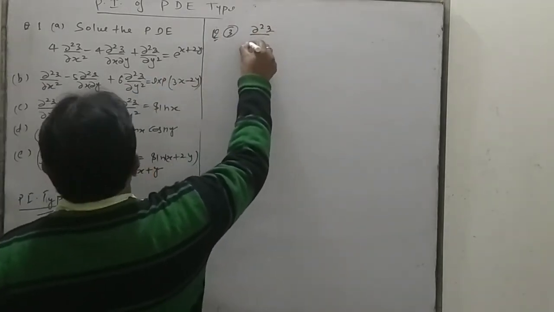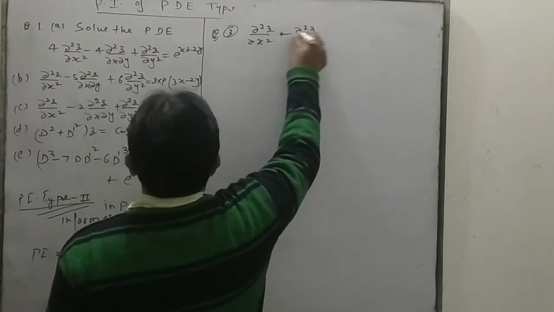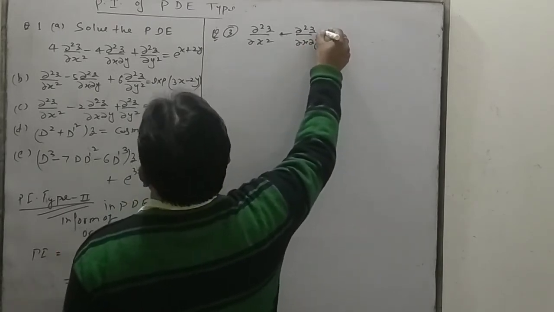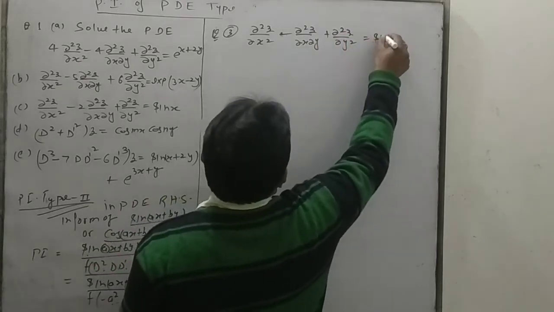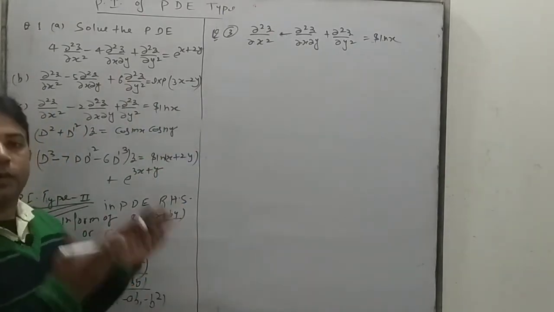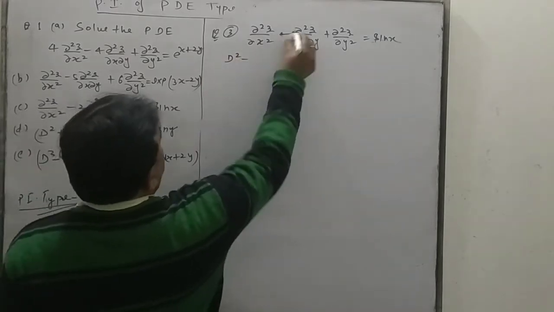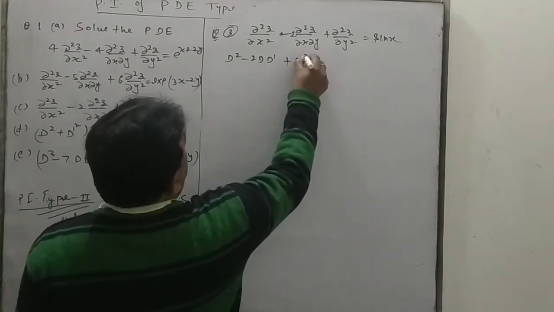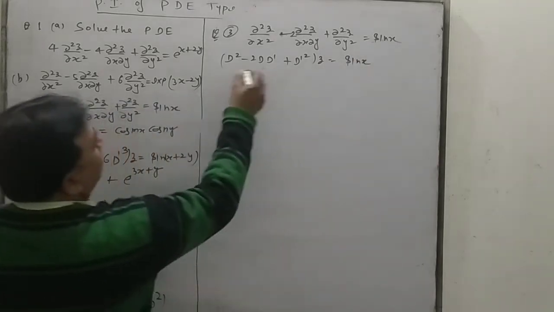∂²z/∂x² − 2 ∂²z/∂x∂y + ∂²z/∂y² = sin x. First we write the CF, a similar process to the previous questions. Operator form: (D² − 2DD' + D'²)z = sin x, and D = m.